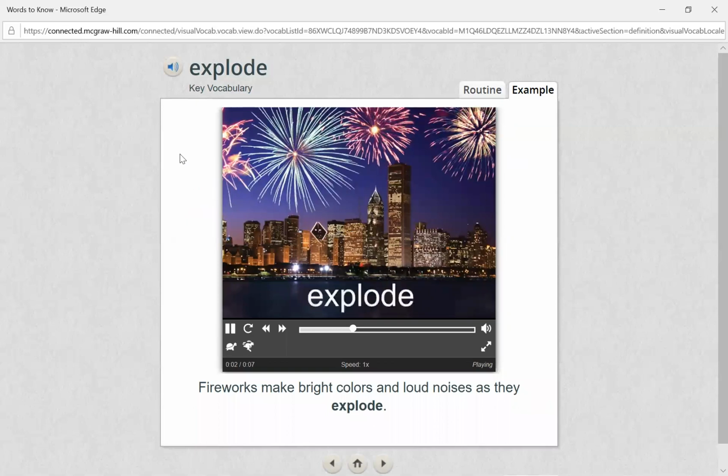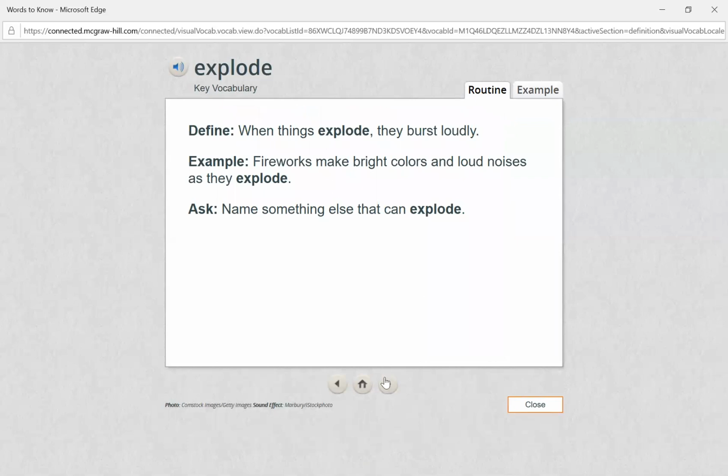Explode. When things explode, they burst loudly. Oh, that reminds me of 4th of July. Hopefully by that time, we'll be out of our quarantine and can go outside and enjoy the fireworks with our family. But either way, think about something else that you know that can explode as we move on to the next word.